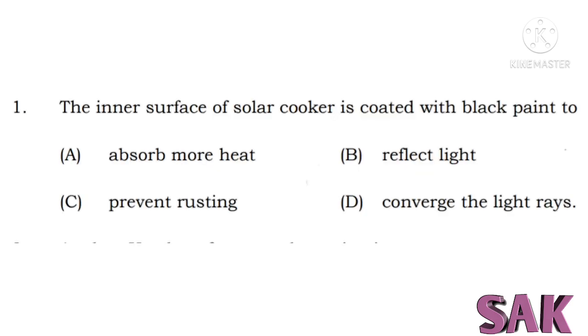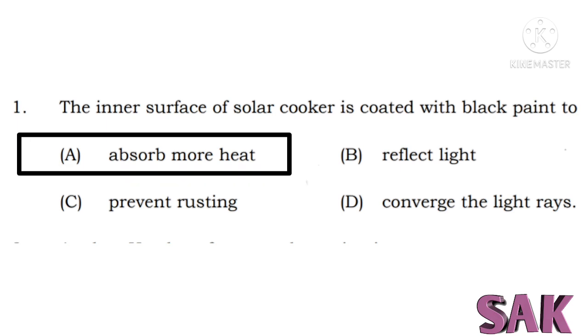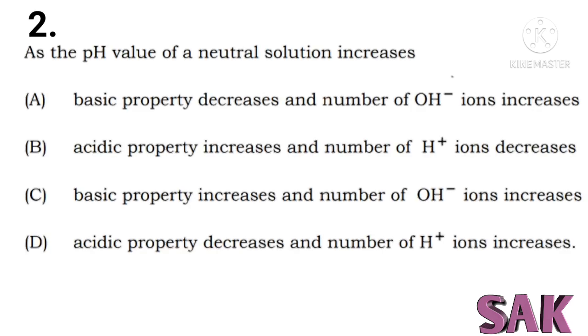Now, correct answer for this question. The inner surface of solar cooker is coated with black paint to absorb more heat. Second question, as the pH value of a neutral solution increases. Before answering this question, let us understand about pH scale.